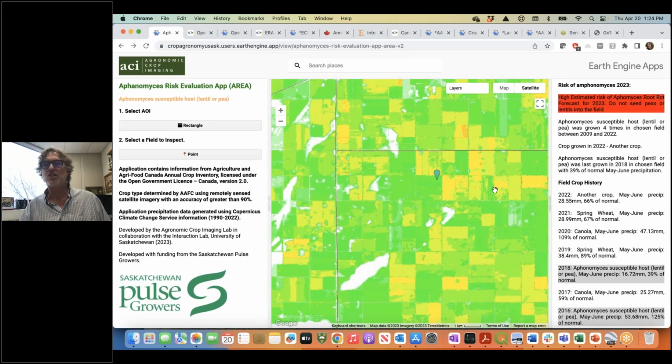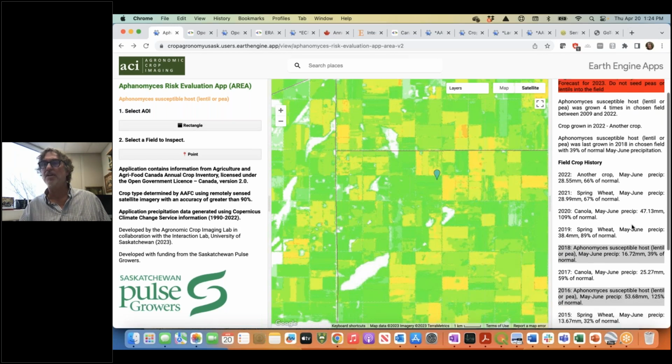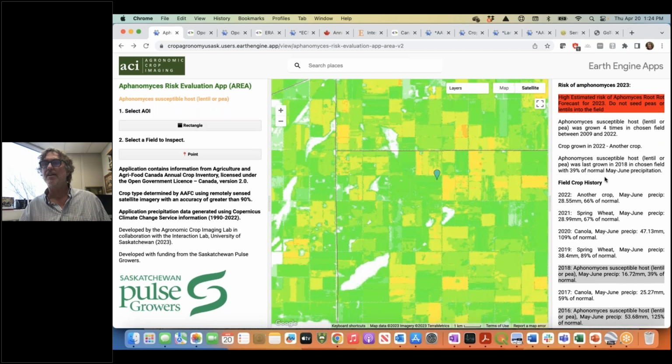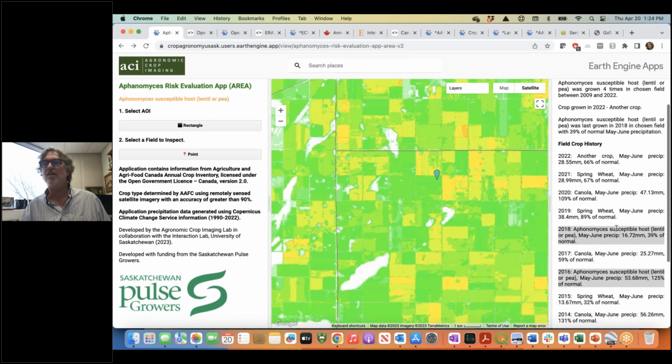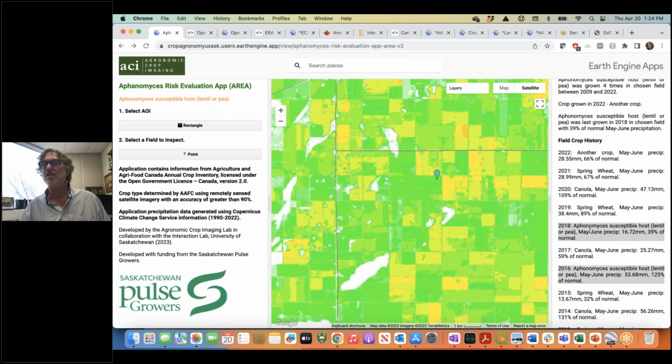We also consider the soil texture. This is probably a high clay soil as well. One other thing we look at is the precipitation, the precipitation at the last time peas or lentils were grown. So you can look down here, and in 2018, it was probably lentils in there. We are going to change this so that we'll show exactly what crop it was. Right now we're just saying lentil or pea.